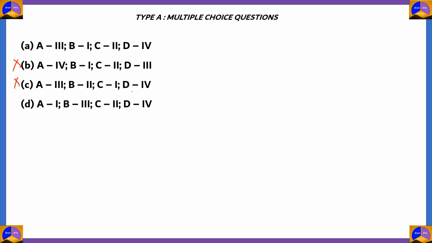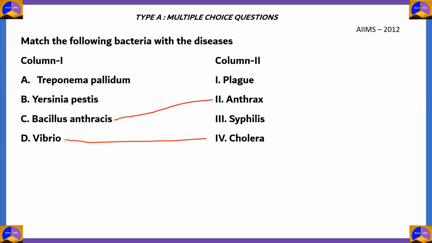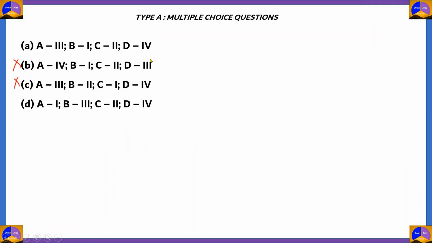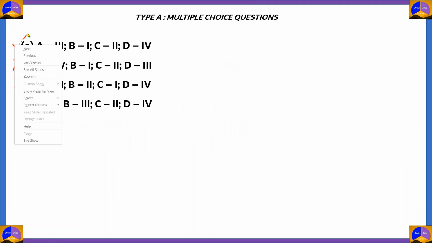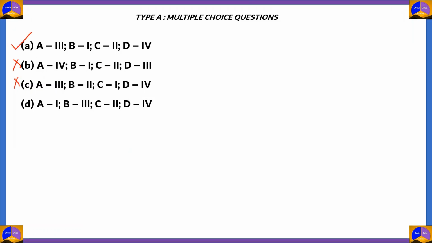What about A and D? How do we prove which of the following among A and D are correct? So now let's use logic. Treponema pallidum, if you've studied in reproductive health, is the causative agent for the disease syphilis. So option A in column 1 matches up with option 3 in column 2. And which of the following contains that? Option A as well as C. But since we know that C is incorrect, we can safely say that option A is the right option.